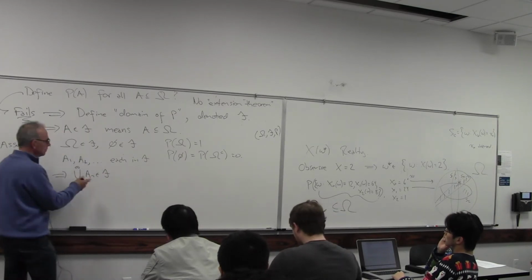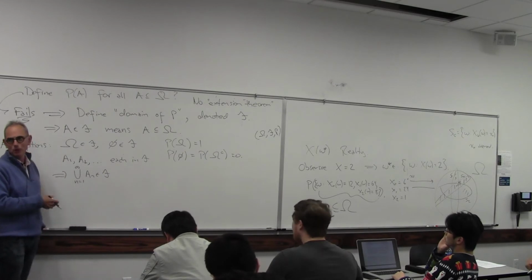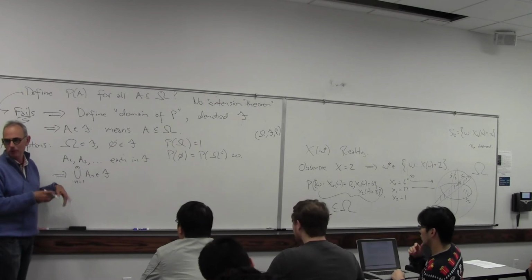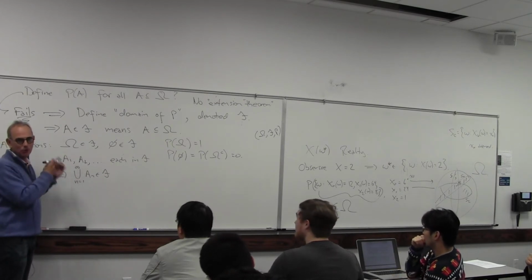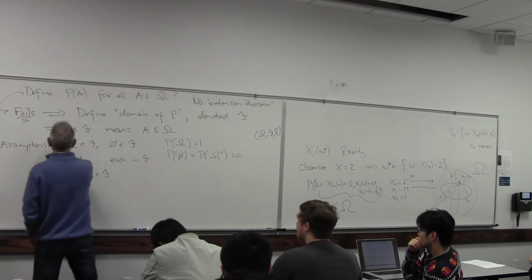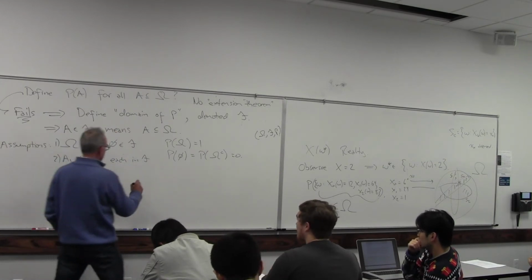So these are minimal things you'd like to impose, because I want to know if I can define the probability of a union. I'll need that, so you throw that in. And the same with intersections. So that was like 1, 2, and 3.